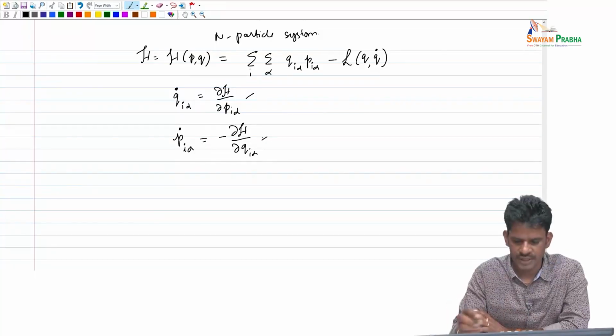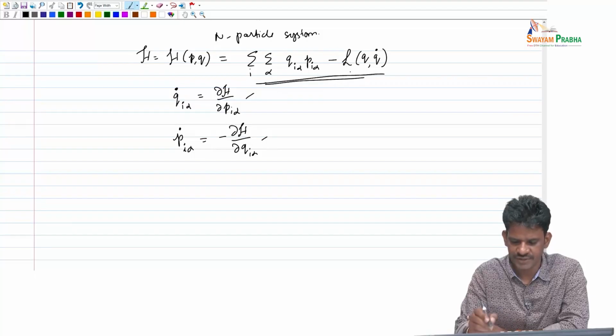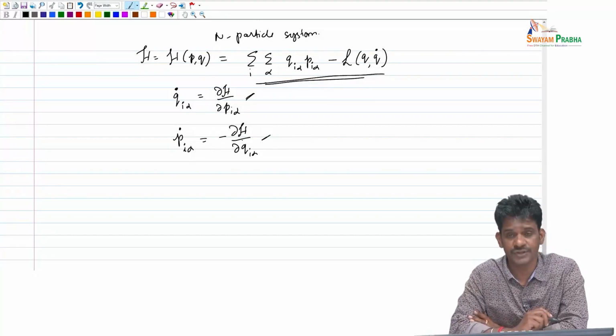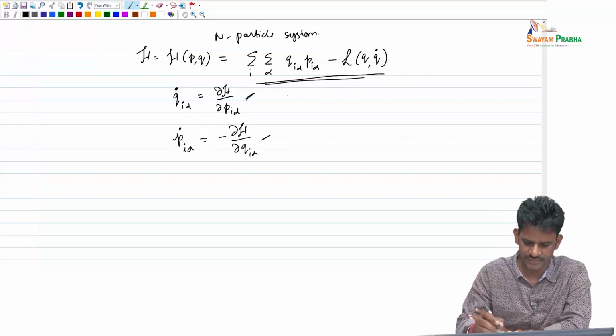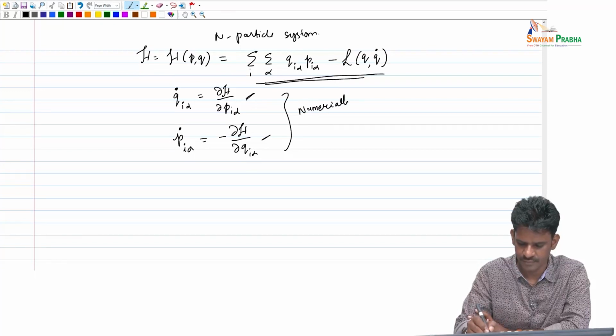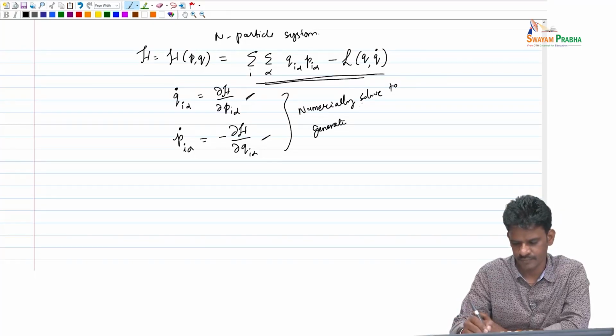So basically in our MD simulations, all we need to do is write the Hamiltonian formulation, then use the set of equations of motion and numerically solve them to generate MD trajectories.